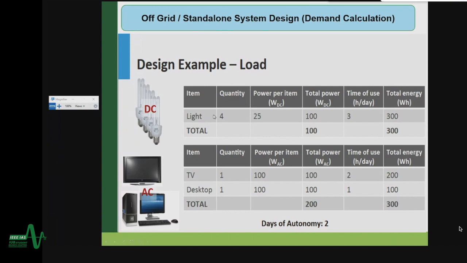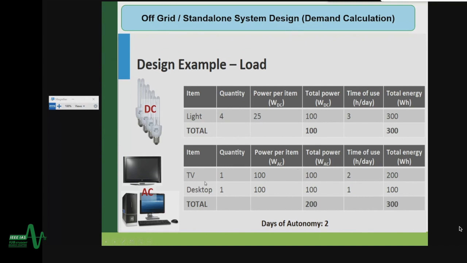So let's consider that our DC load is just lights, quantity 4, and per watt is 25, so the total power will be 100. The total time of use is 3 hours per day. So the total energy is 300 watt hour.